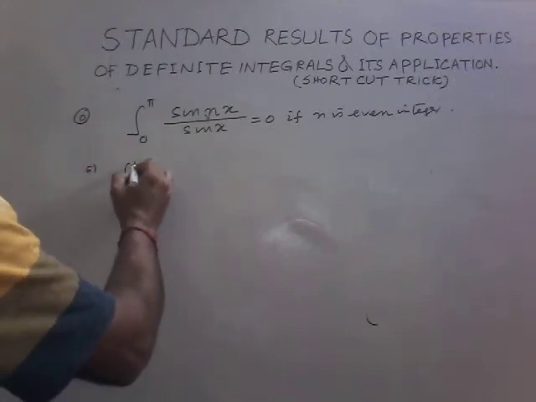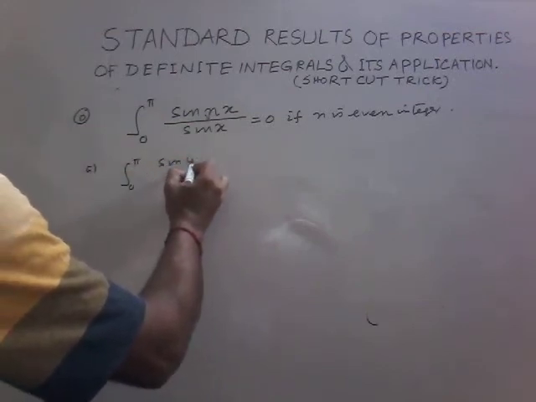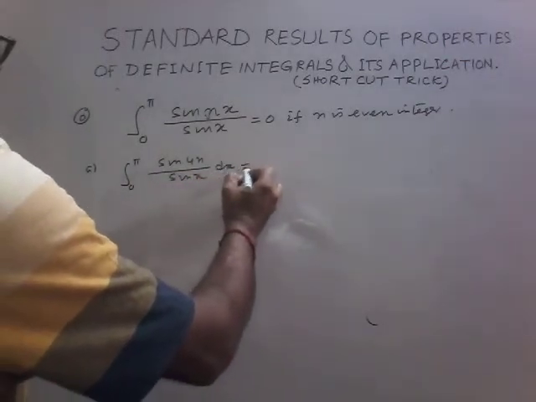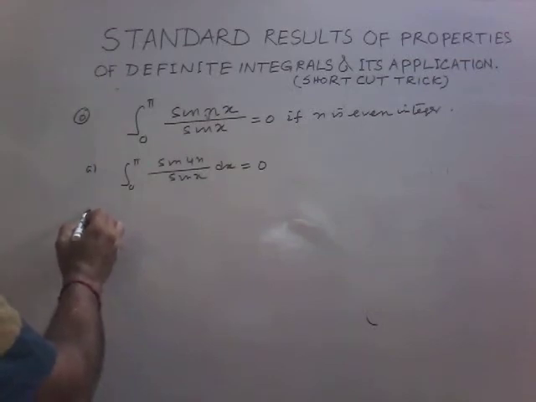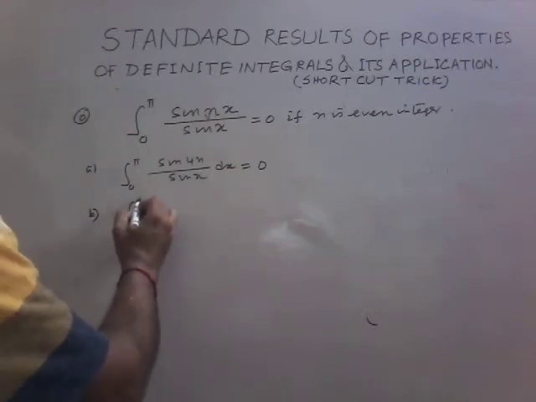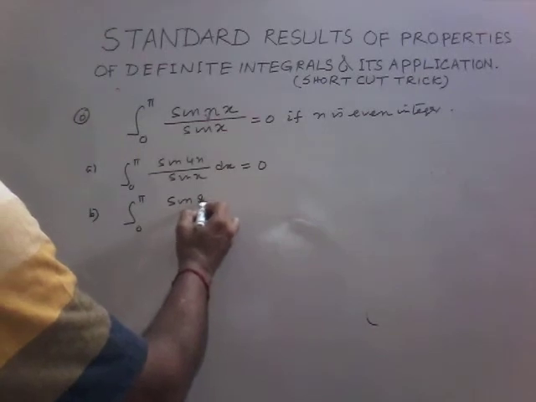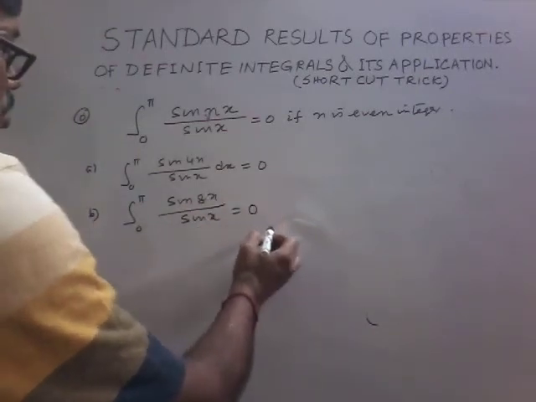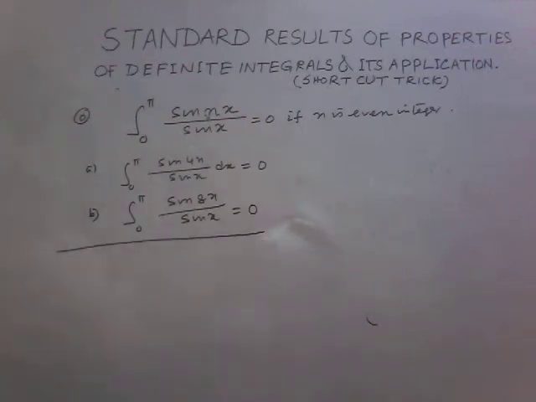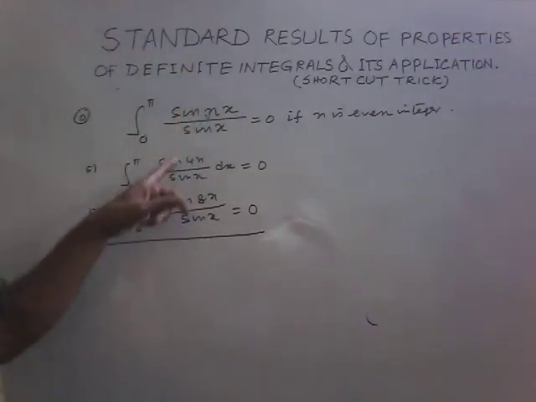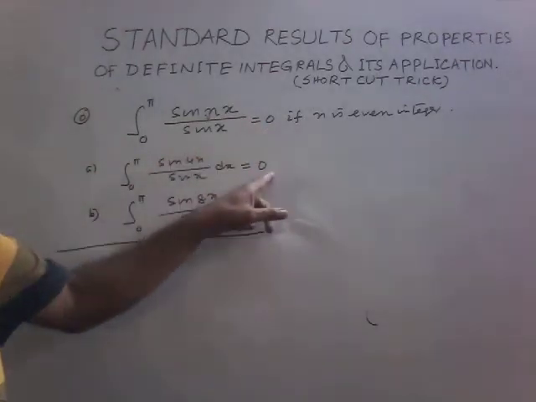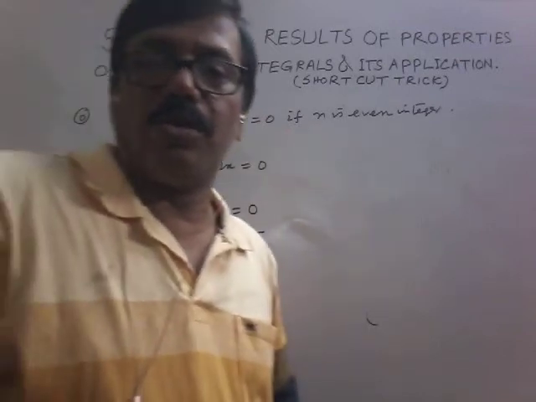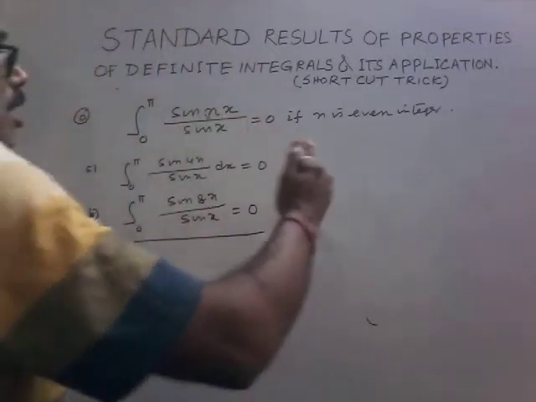So integral 0 to pi of sin 4x by sin x dx equals 0. Look, 0 to pi sin 8x by sin x equals 0. Now look, 4 is even, so the value is 0, 8 is even, the value is 0. So what is the proof of the original result?